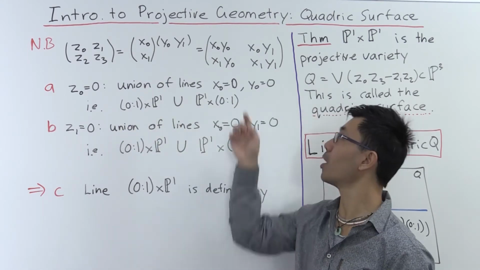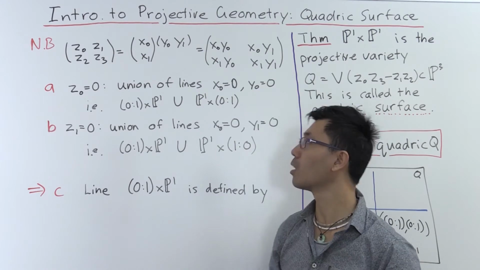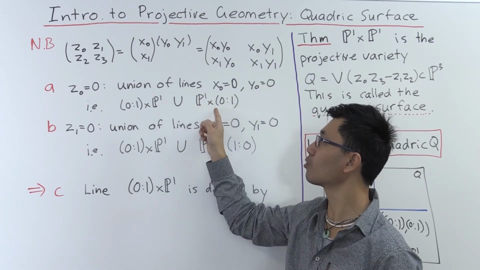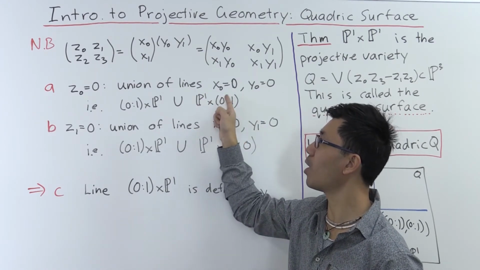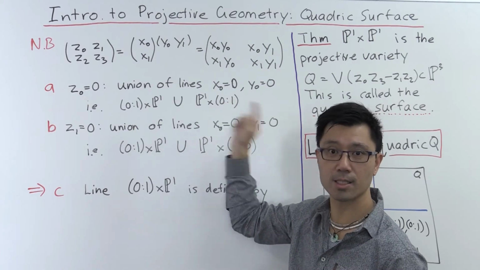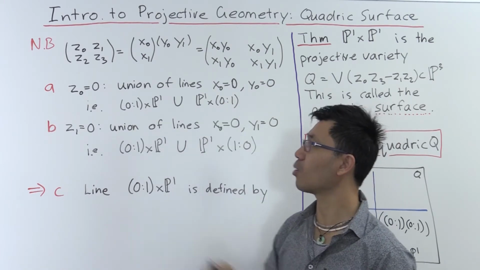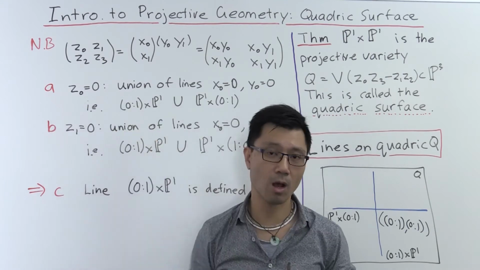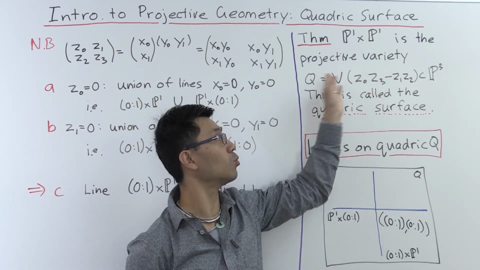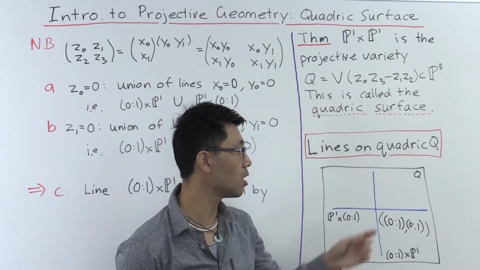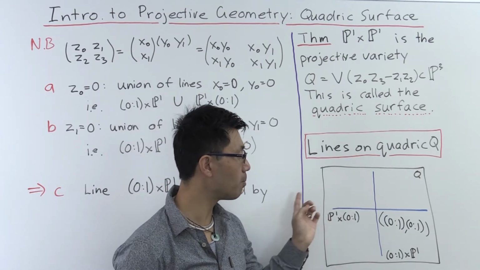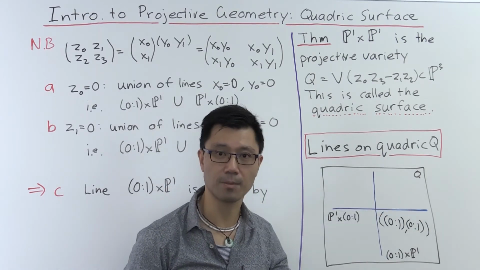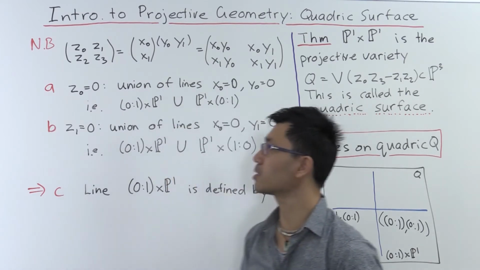But you also have the points where Y0 equals 0. So you have P1 cross 0, 1 as well. So here the Y0 coordinate is 0. So that means that when you set Z0 equals 0, and also this equation which defines the quadric surface, you get not just a single line, but you get both these lines here. Okay, so let's keep going.